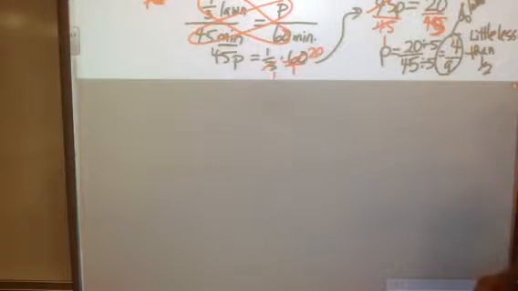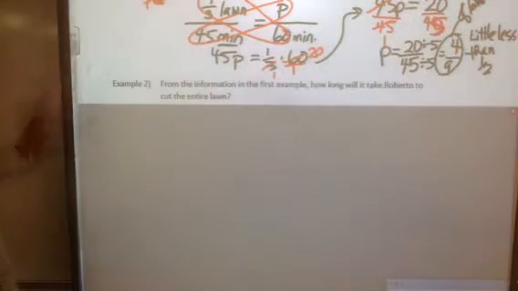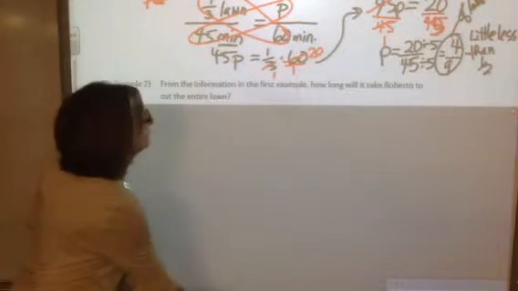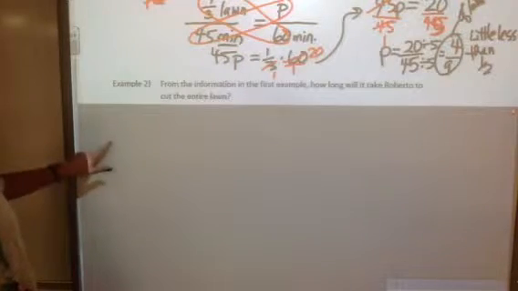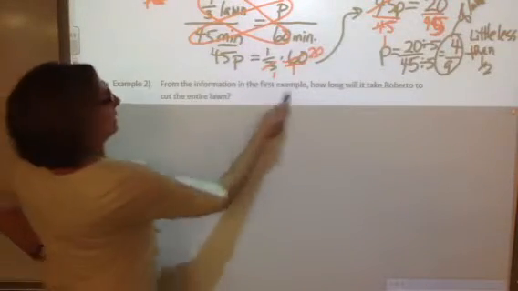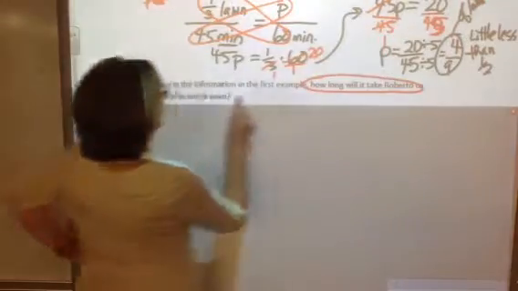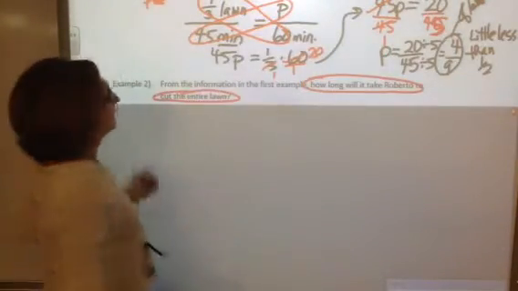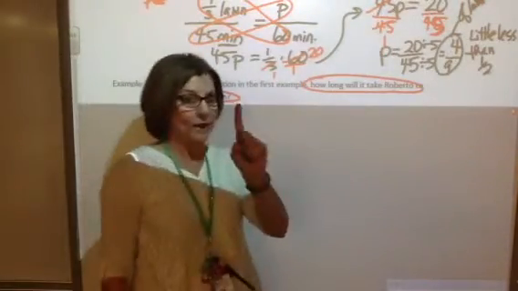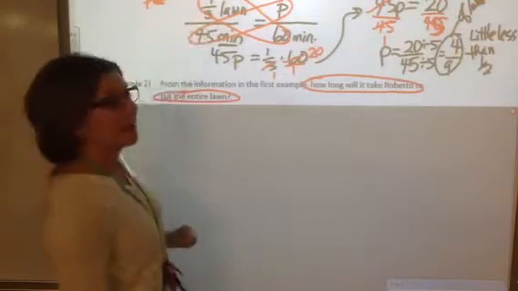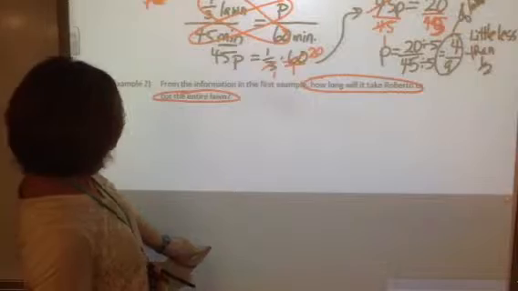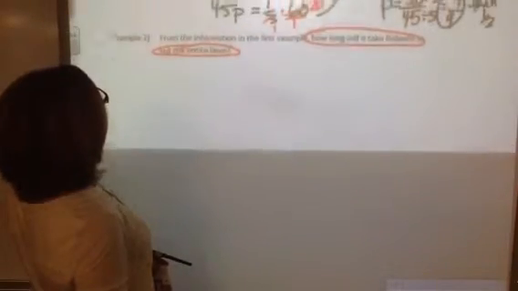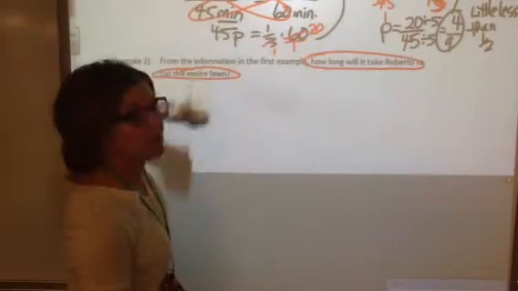All right, so then the second part of this, example 2, goes along with this. It says, from the information in the first example, how long would it take Roberto to cut the entire lawn? So, a new question, same information. How long will it take him to cut the entire lawn? So the entire lawn is one lawn, because before we were talking about a third of the lawn. So we're going to use the same ratio that we had earlier.